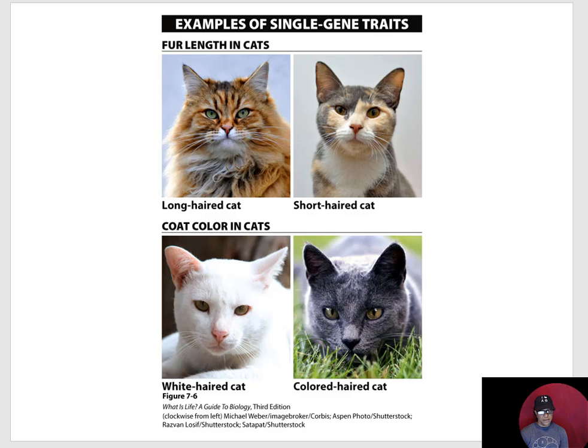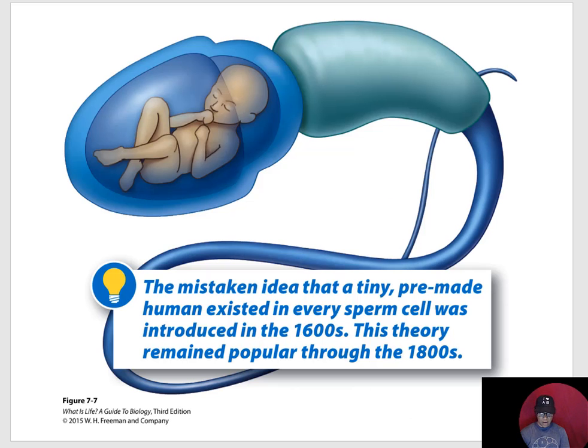And so we have selectively bred for cats, dogs, horses, cows, turkeys, you name it. We have selectively bred for different organisms that we prefer. But it wasn't that long ago, it was actually through the 1800s, that humans didn't understand how heredity actually worked. And they had this mistaken idea that a tiny pre-made human existed in every sperm cell. And that theory was introduced in the 1600s.